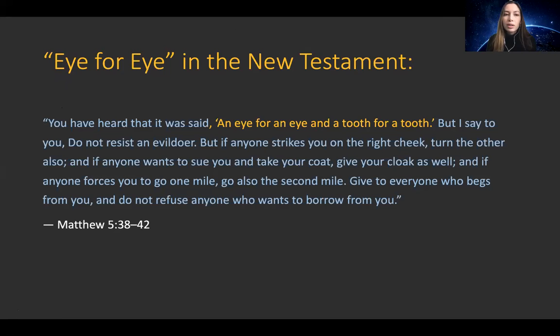But in the New Testament, Jesus says, you have heard that it was said, eye for an eye and tooth for a tooth. But I say to you, do not resist an evildoer. But if anyone strikes you on the right cheek, turn the other also. And if anyone wants to sue you and take your coat, give your coat as well. And if anyone forces you to go 1 mile, also go the 2nd mile. Give to everyone who begs from you, and do not refuse anyone who wants to borrow from you. All right?